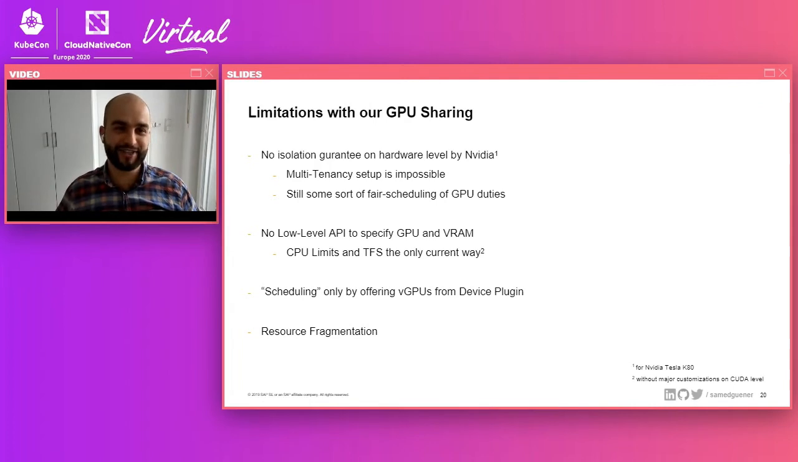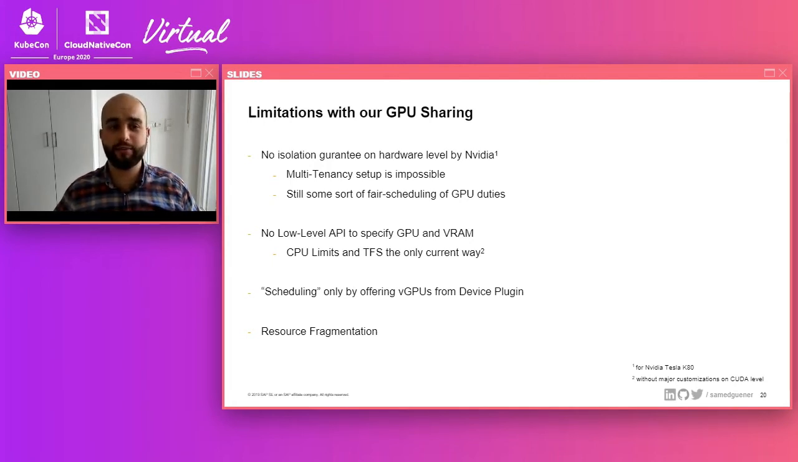Well, there are of course other limitations besides the control of virtual RAM and GPU utilization. The first and foremost is that we do not really have a clue about what happens on the GPU level when we run multiple processes. We assume that there is some sort of fair scheduling mechanism, which we could find out by our experiments. But still, given the fact NVIDIA cannot guarantee isolation on hardware level, it does not make sense for us to run GPU sharing in our multi-tenancy setup.